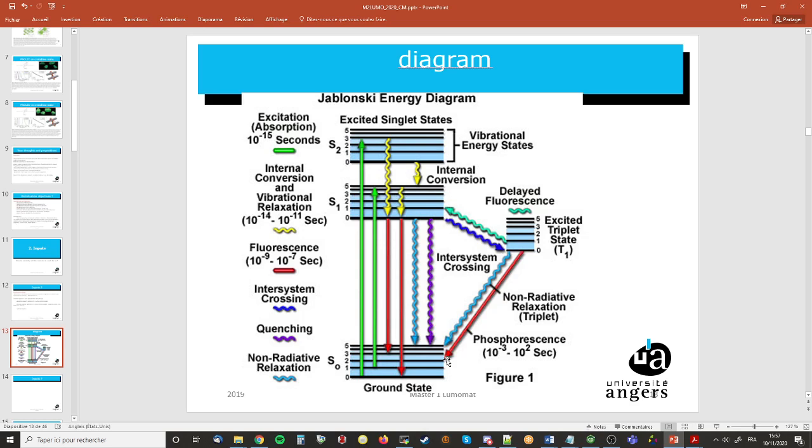So what do we need to complete our diagram? What I don't know here in this diagram, what are the information that you don't have already? The energy of the triplet, no?